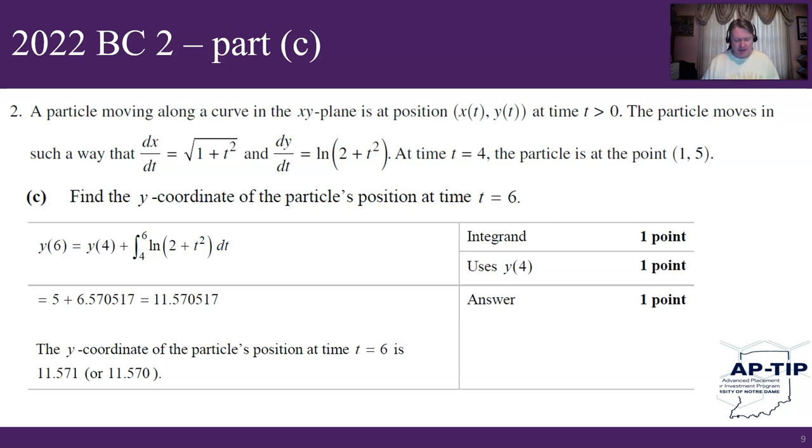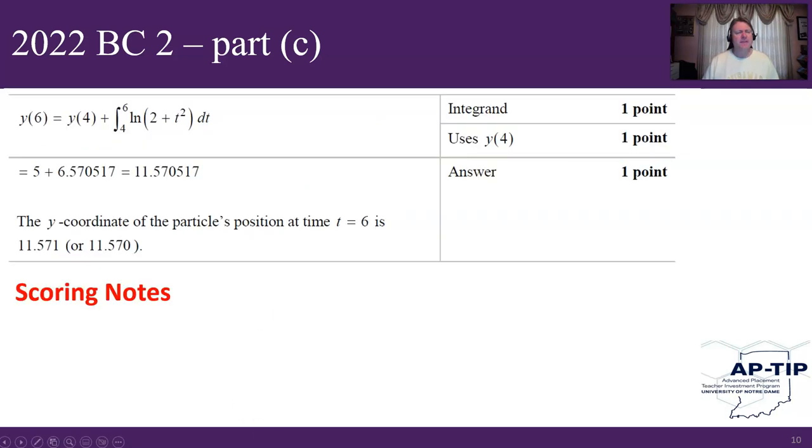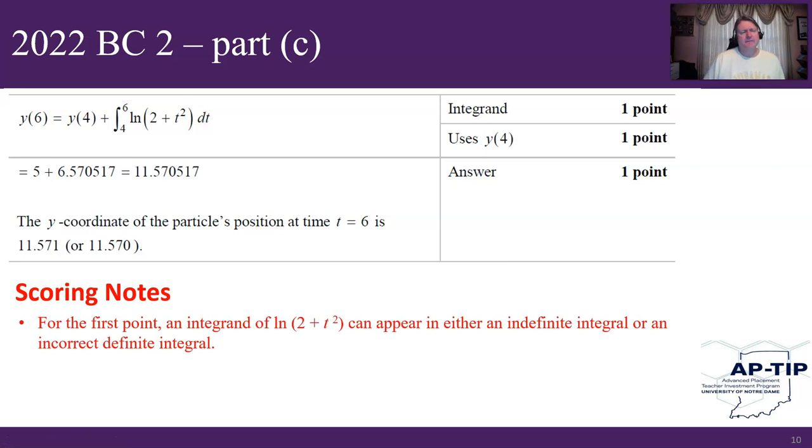So we have quite a few scoring notes to run through on this one. First of all, for that first point, an integrand of the natural log of 2 plus t squared can appear in either an indefinite integral or an incorrect definite integral. In other words, maybe the student presents that in an integral expression without boundaries at all. We're going to be okay with that because we see that the student knew to perform an antiderivative of that dy/dt expression to start the wheels turning to get that position.